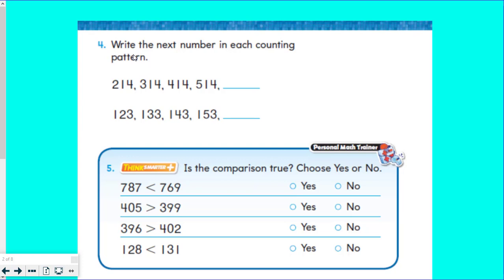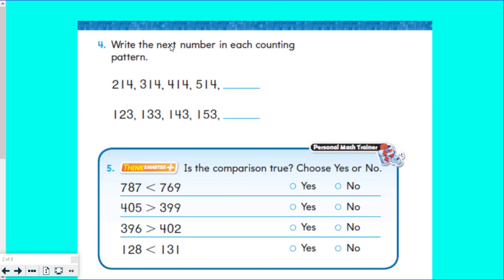Okay, so write the next number in each counting pattern. Look at the pattern, write the next number. And then this one is, is the comparison true? You choose yes or no. We just did one like this yesterday. So look at it, see if it's right. If it is, you're going to choose yes. If it's wrong, choose no. So you're checking somebody else's work pretty much. So pause your video and then we'll check those two together.